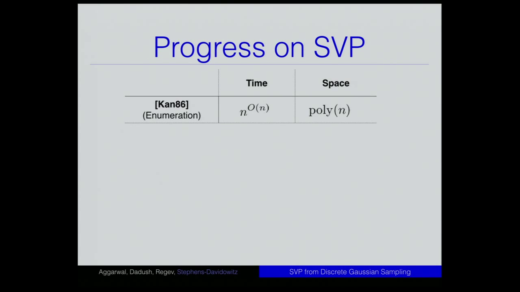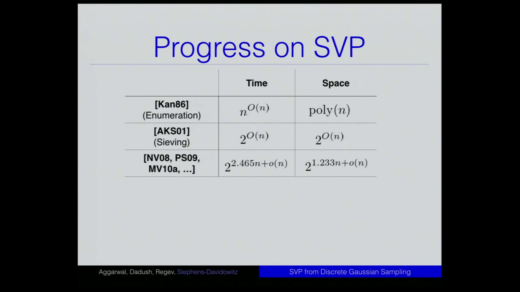This problem has received a lot of study. It's quite important. Work was sort of initiated by Kannan in '86 with an enumeration-based algorithm that ran in n to the n time, but interestingly in poly(n) space, which still makes it interesting today. And then in a breakthrough work in 2001, Ajtai, Kumar, and Sivakumar showed a sieving algorithm that ran in singly exponential time, which was a big open problem for a while, as you can see.